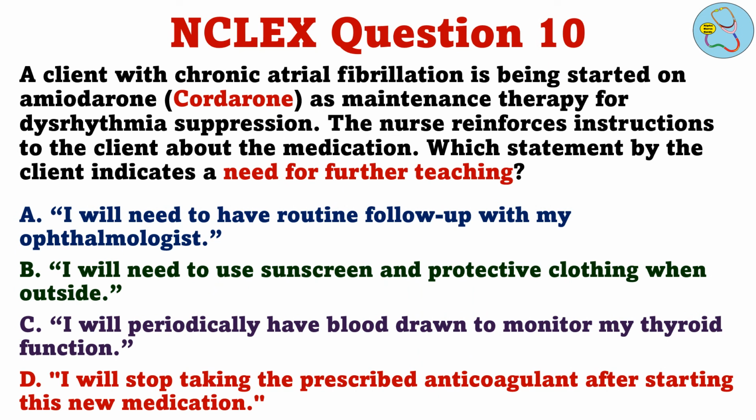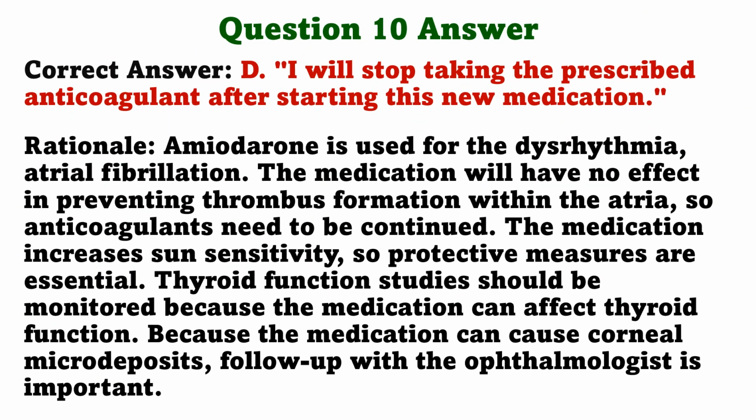Question 10. A client with chronic atrial fibrillation is being started on amiodarone as maintenance therapy for dysrhythmia suppression. The nurse reinforces instructions to the client about the medication. Which statement by the client indicates a need for further teaching? A. I will need to have routine follow-up with my ophthalmologist. B. I will need to use sunscreen and protective clothing when outside. C. I will periodically have blood drawn to monitor my thyroid function. D. I will stop taking the prescribed anticoagulant after starting this new medication. The correct answer is D.